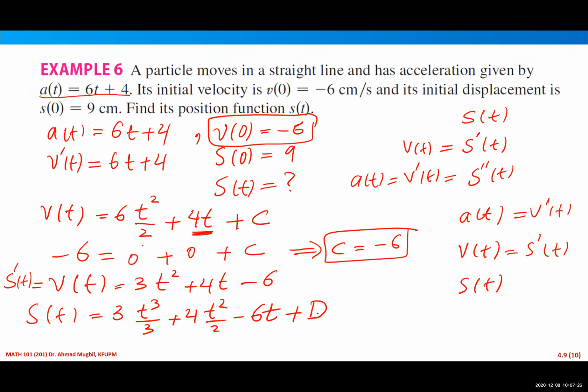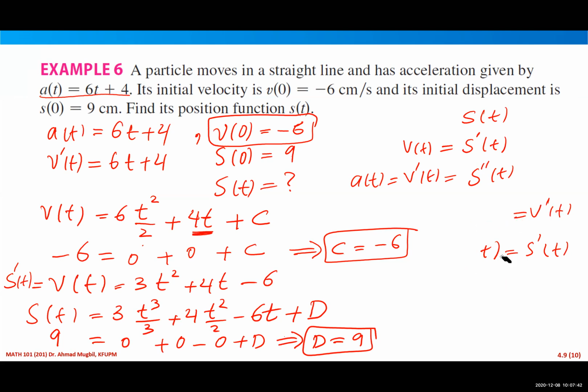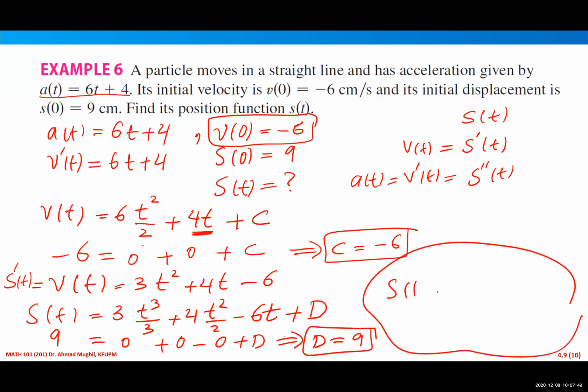Now again, when t is 0, S is 9. So this will be 9. This will be 0 plus 0 minus 0 plus D, which means that D is 9. So now the position function that we are looking for is, at the end, what will be our answer.